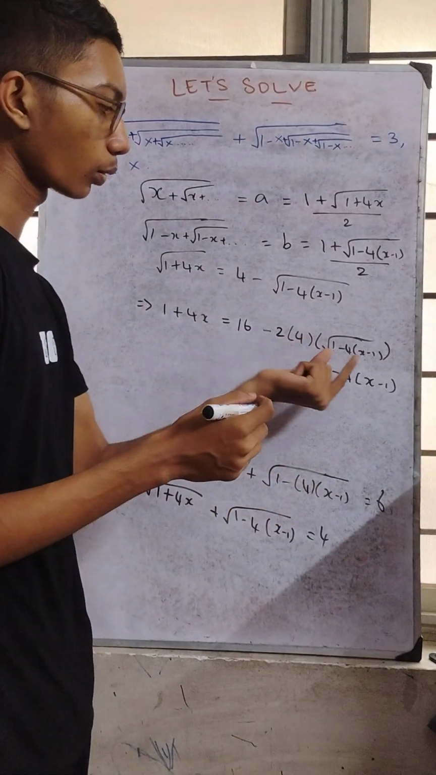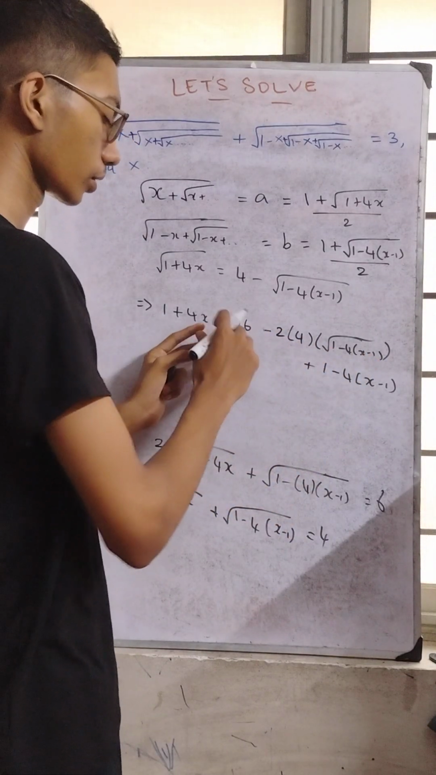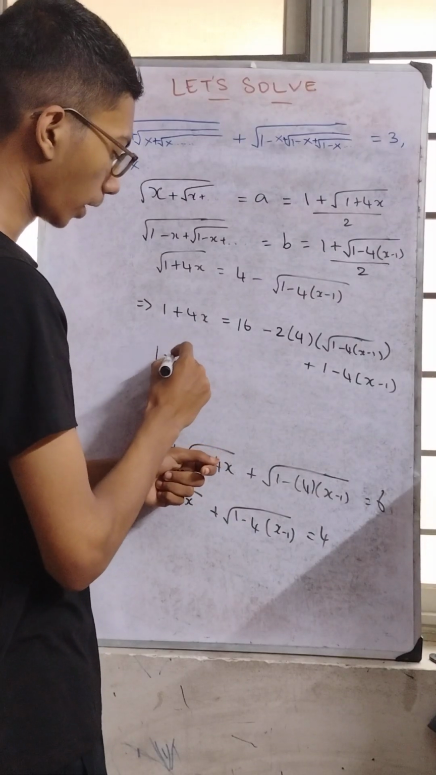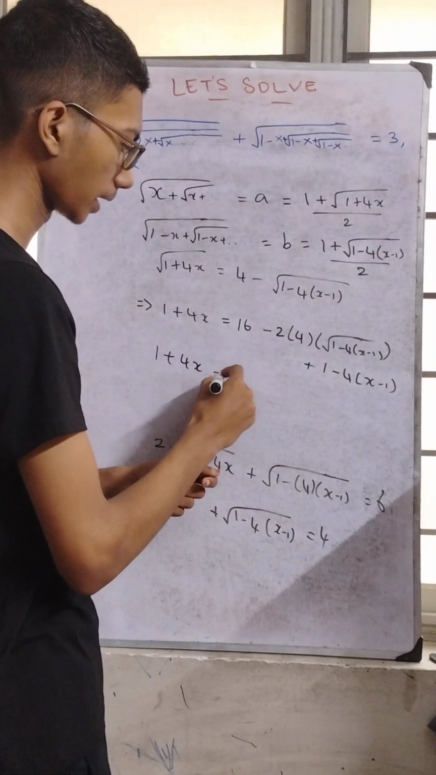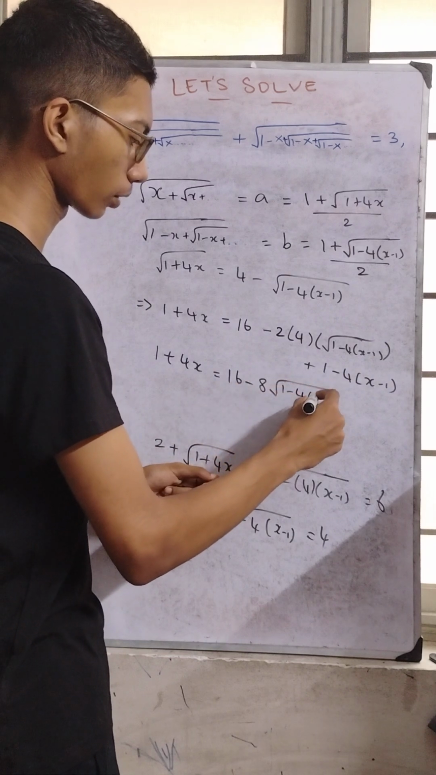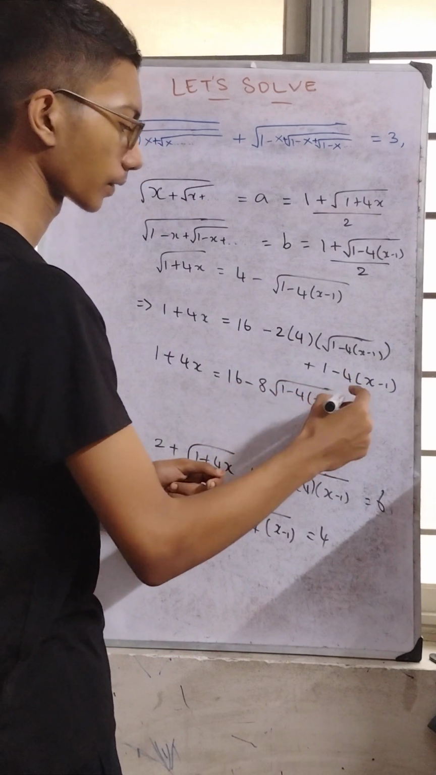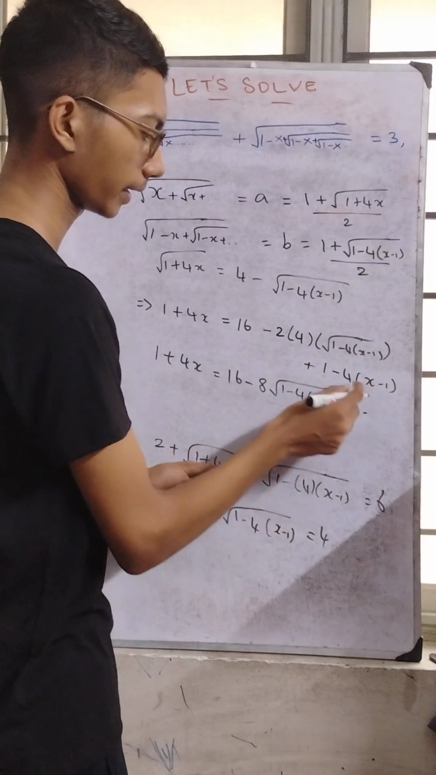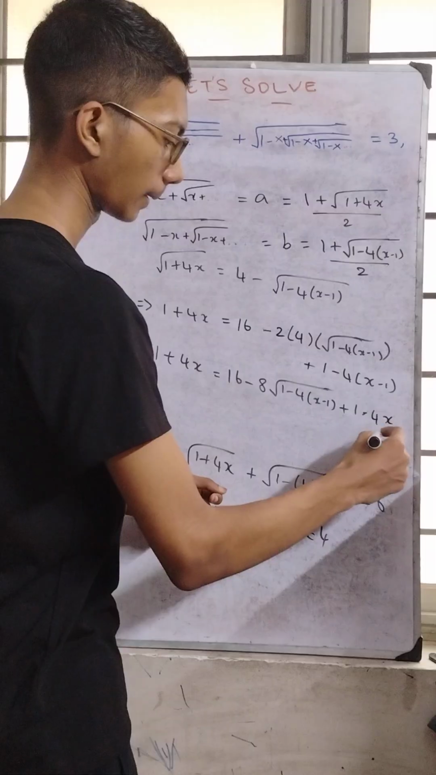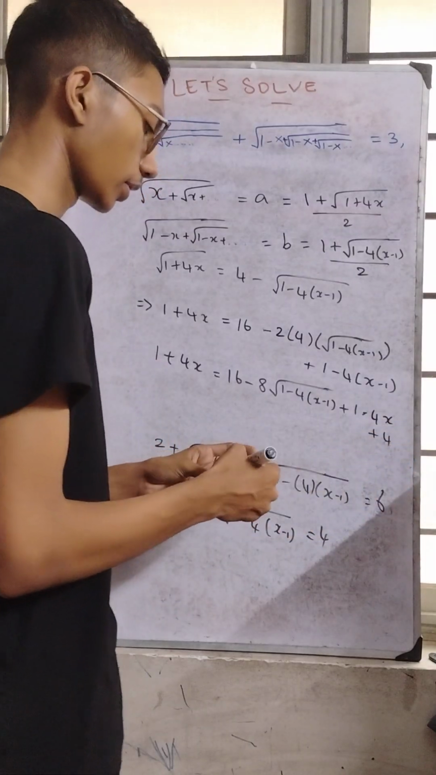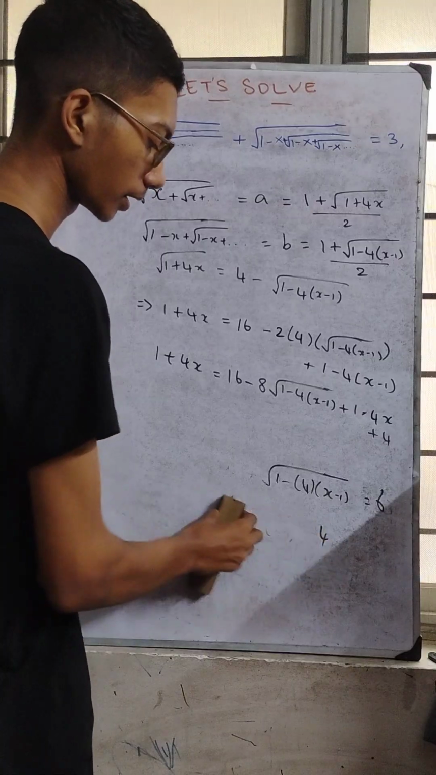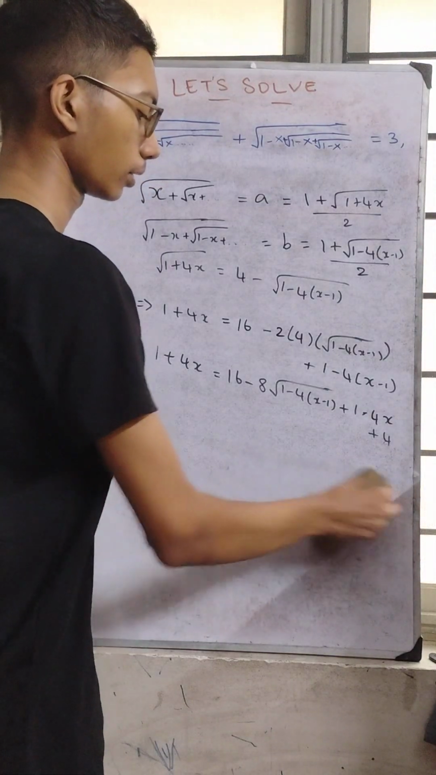So now we have only one square root term. So just do some algebra first. So we have 1 plus 4x equals 16 minus 8 root 1 minus 4 of x minus 1 plus 1 minus, distribute this minus 4, so minus 4x plus 4. So this is the term we have left. So now it's just simple to get rid of the only square root term we have now.